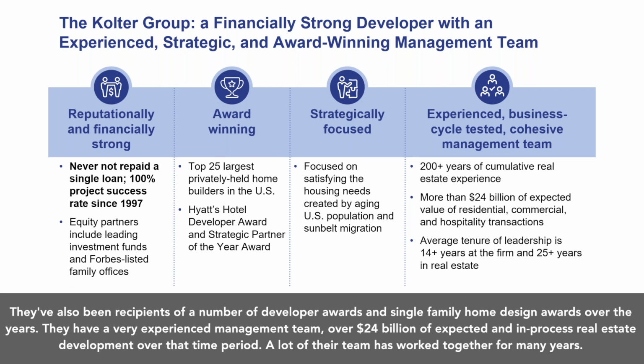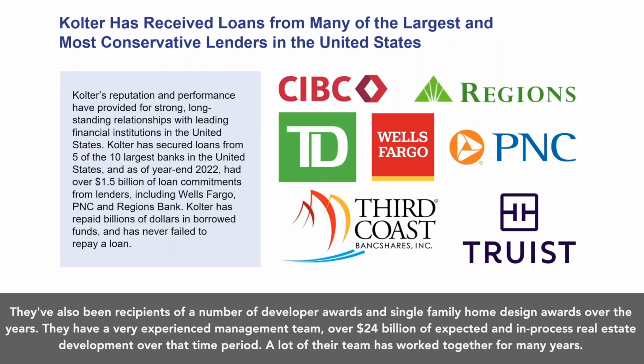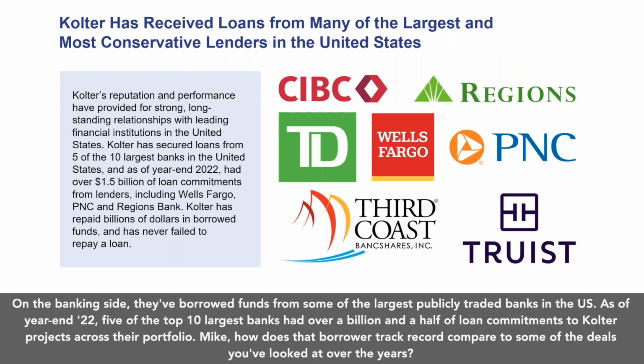They have a very experienced management team, over $24 billion of expected and in-process real estate development over that time period, and a lot of their team has worked together for many years. On the banking side, they've borrowed funds from some of the largest publicly traded banks in the US, and as of year-end 22, 5 of the top 10 largest banks had over $1.5 billion of loan commitments to Coulter projects across their portfolio.